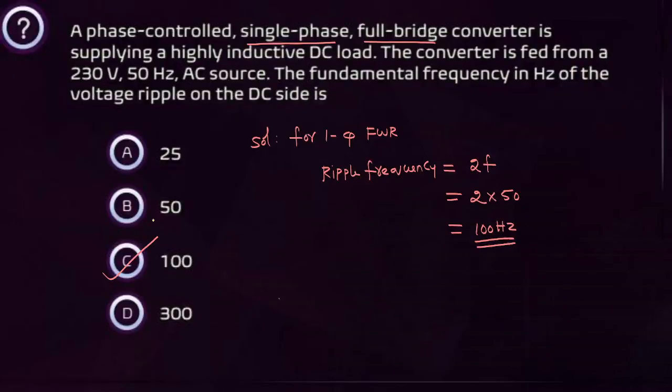Based on this, here is one model of question that you have to consider. A single phase full bridge converter is supplying a highly inductive DC load. Single phase full bridge converter is a single phase full wave rectifier. For a single phase full wave rectifier, what is the ripple frequency? 2F. Frequency 50 Hz, 2 into F, 100 Hz. The answer is the ripple frequency at the output side or DC side. What is the ripple frequency?